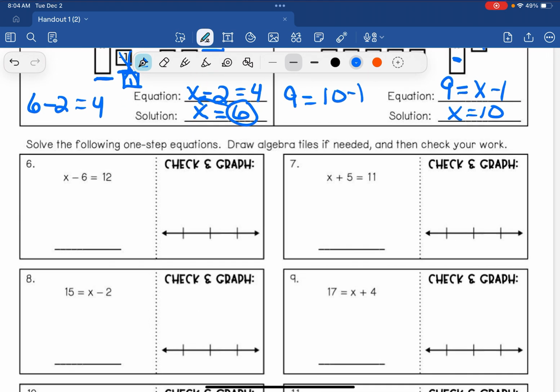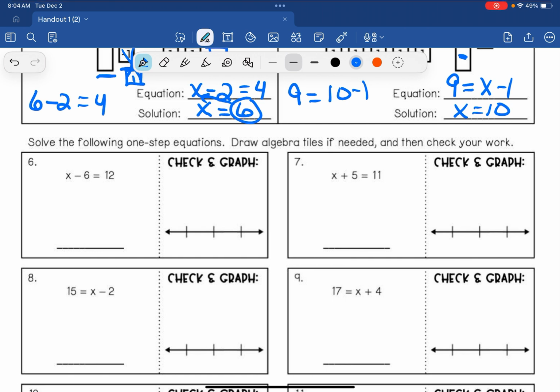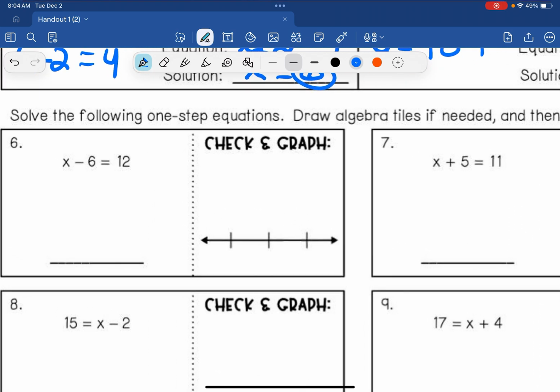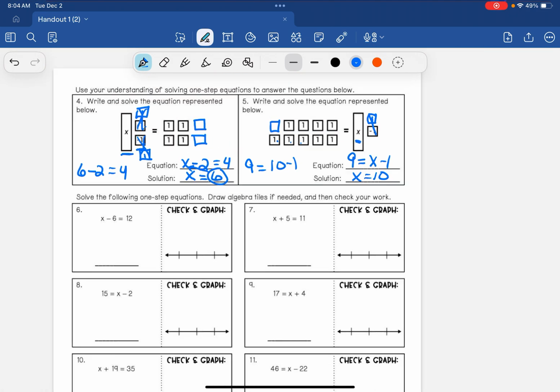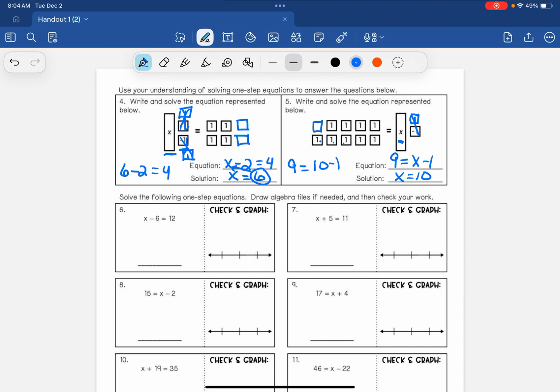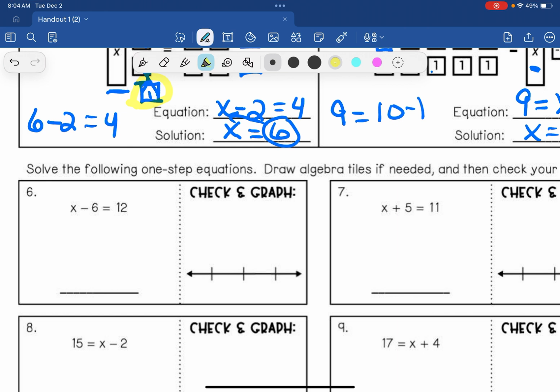Now, if we want to solve this without algebraic tiles, you can feel free to add them here. But the other way is just remembering your opposites. So the opposite of subtracting 6 is going to be adding 6. And the way we show that we're doing it on both sides, just like we drew those algebra tiles up here, instead of drawing them out, we can just say that on this side, we're going to add, let me change that over to a pen, we're going to add 6 to this side because we know the opposite of taking away 6 is adding 6.